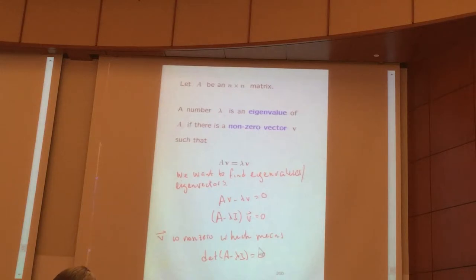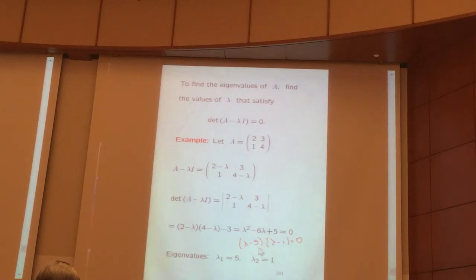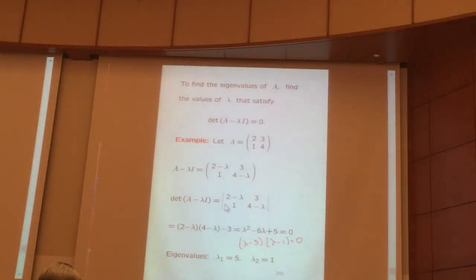A number lambda is an eigenvalue if there is a non-zero vector V so that AV is lambda V. We did this last time. To find the eigenvalues, find the values of lambda such that the determinant of A minus lambda I is 0. I did a simple 2 by 2. A minus lambda I is right here. The determinant is 2 minus lambda times 4 minus lambda minus 3. Work it out: lambda squared minus 6 lambda plus 5, which factors into lambda minus 5 times lambda minus 1. So lambda 1 equals 5 and lambda 2 equals 1 are the eigenvalues.